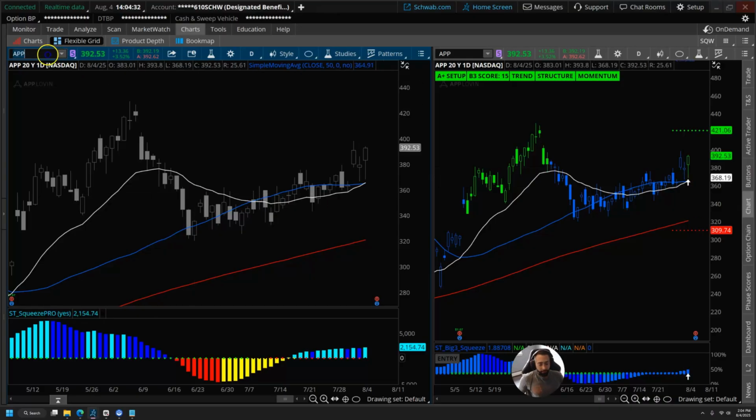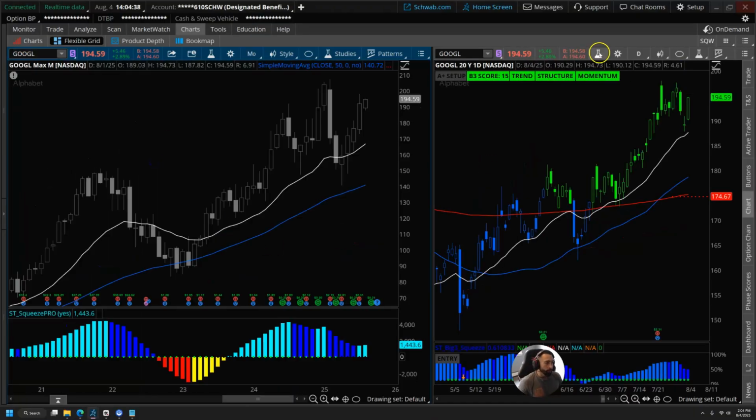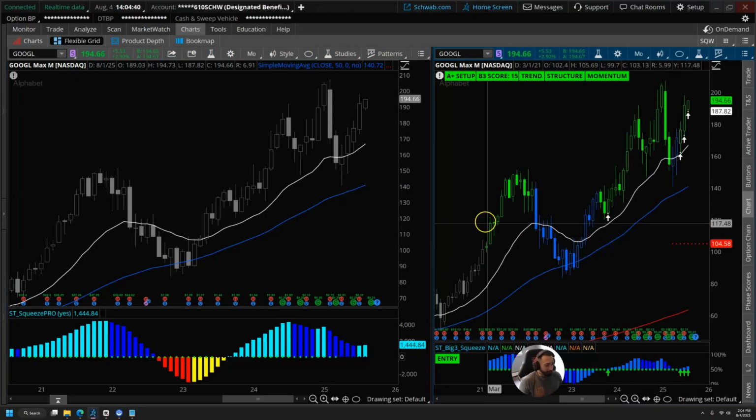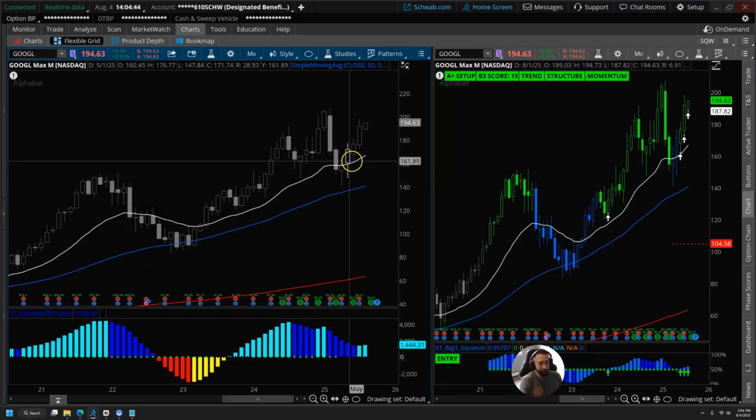So if we look at maybe the example here of the Google monthly squeeze, right, we can take some basic criteria, show me squeezes above their rising 21 EMA.